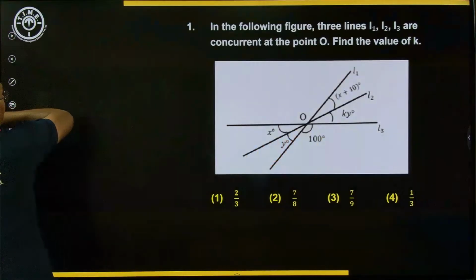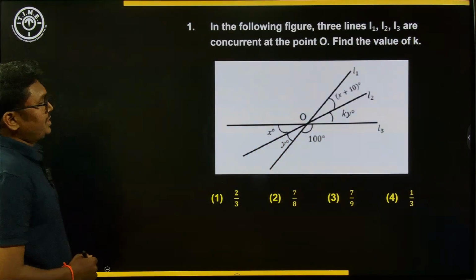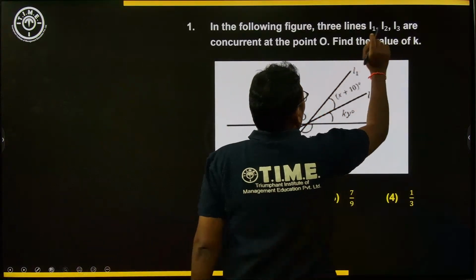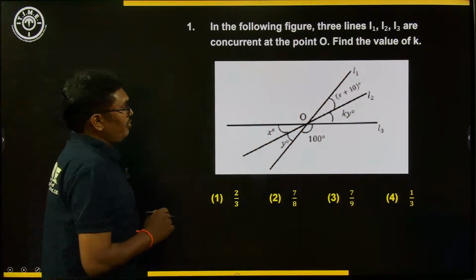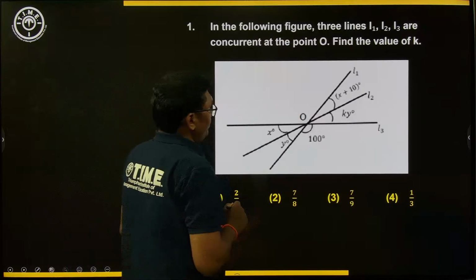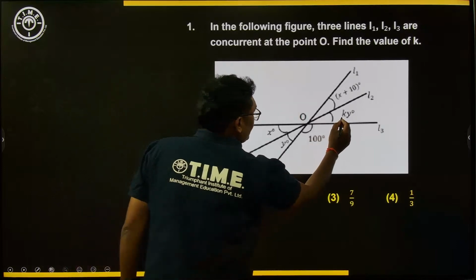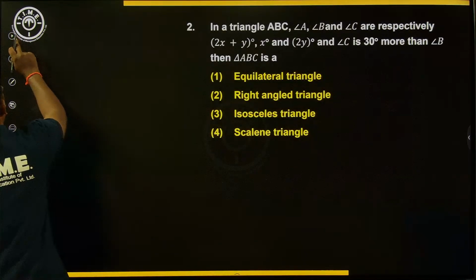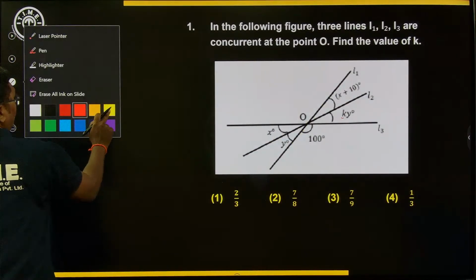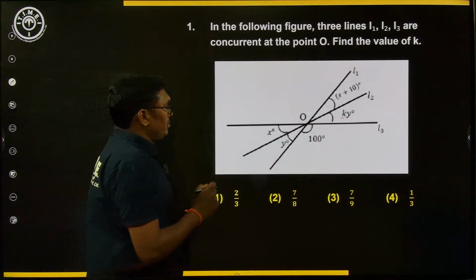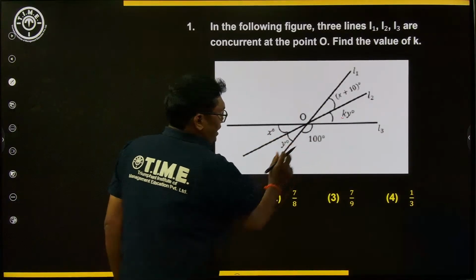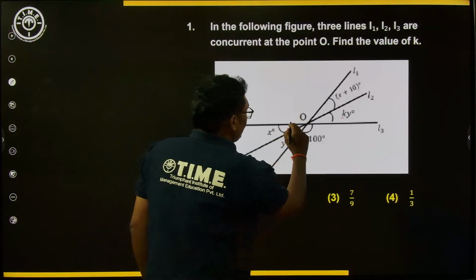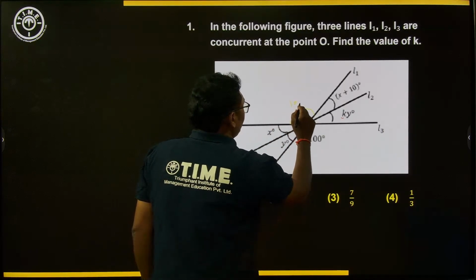Okay, so let us see the first question. In the following figure, three lines L1, L2, L3 are concurrent at a point O and find the value of k. This is k into y degrees. This is 100 degrees given. So these two are vertically opposite angles. That is why this is also 100 degrees.